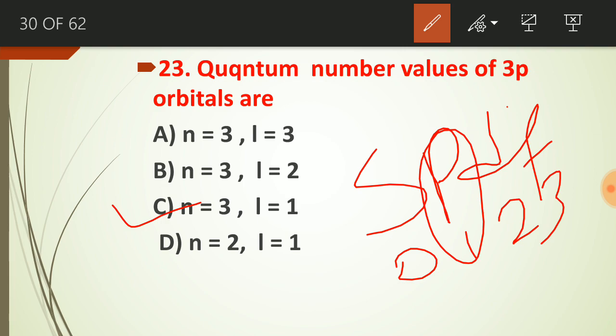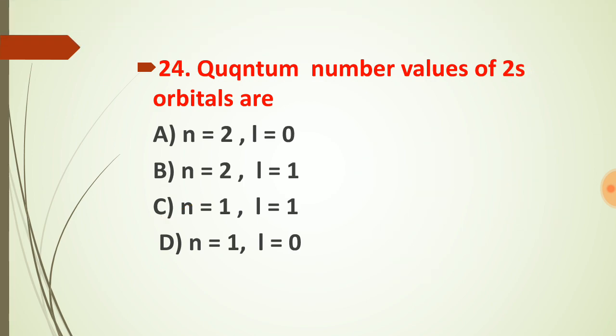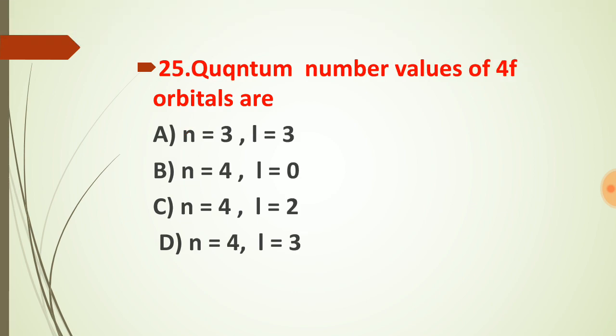The front part, 3, gives the principal quantum number and p gives the azimuthal quantum number. If you see 2s, it means n is equal to 2 and s means L is equal to 0. N is equal to 2 and L is equal to 0 is in our first option choice. So the answer for question number 24 is n is equal to 2 and L is equal to 0.